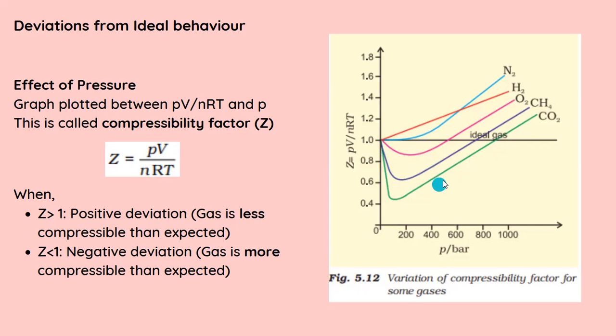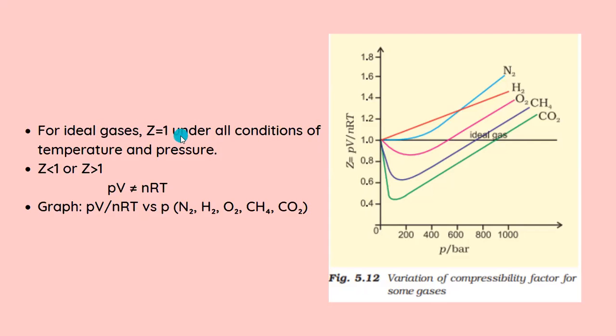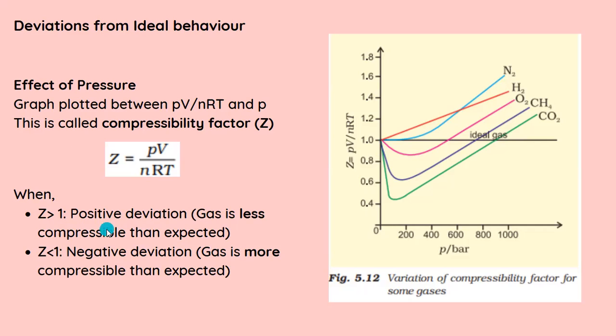And in this case, gas is going to be more compressible than expected. As we know, for ideal gases, Z equals 1 under all conditions of temperature and pressure. But this comes up only for real gases. So based on the gas, you have values of Z less or greater than 1. For gases like hydrogen, Z is always greater than 1, which means it is showing a positive deviation. And so this gas is going to be less compressible than expected.